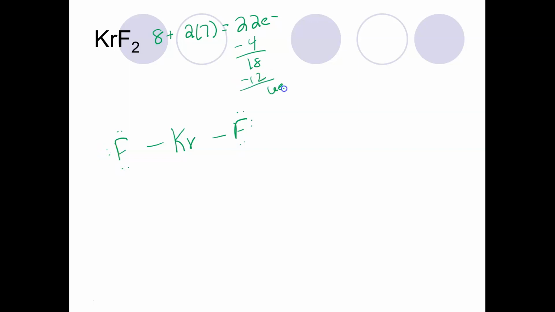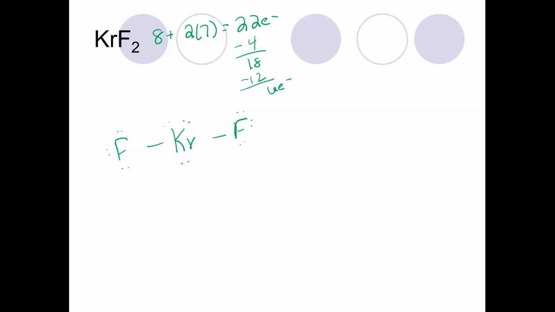KrF2, so 8 for the krypton, 2 times 7, so 22 electrons. Kr is in the middle. I connected it to fluorine. And fluorine, I've used 4 electrons. Filled the octet of the outside atoms. I've used 12. So I have 6 electrons left. So they have to go on the central atom.